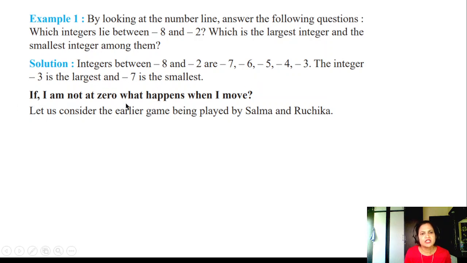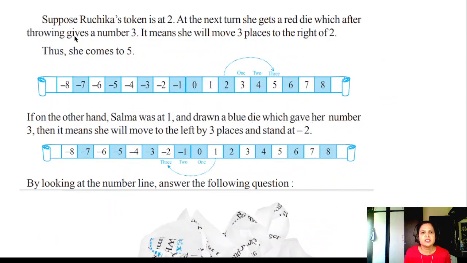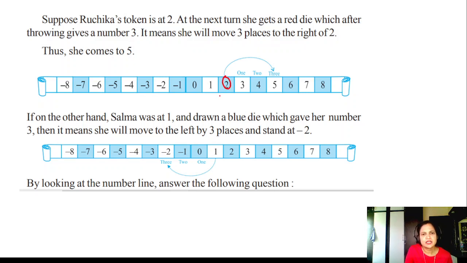If I am not at 0, what happens when I move? Let us consider the earlier game being played by Salma and Ruchika. Suppose Ruchika's token is at 2. At the next turn she gets a red die which after throwing gives a number 3. Okay, she is at number 2 now. Then she gets the die that is red color and number 3. Then 1, 2, 3. Her next position will be 5.